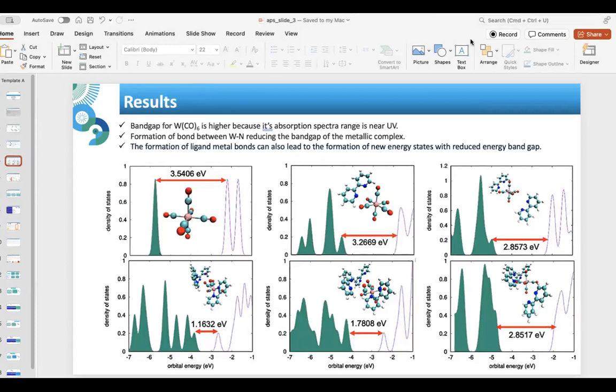Okay. So what I am able to understand is that when there is no bipyridine inside the metal complex structure, then the band gap is higher, and after that when we add the bipyridine, the band gap of the structure starts to reduce, and the formation of the tungsten and nitrogen bond also reduces the band gap of the structure. Okay.